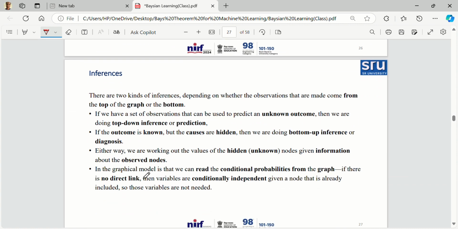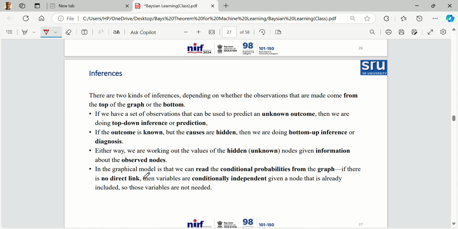Then what is inference? Inference is finding some conclusion using some rules. There are two kinds of inference, depending on whether the observations that are made come from the top of the graph or the bottom. It may come from the top or bottom, depending on the type of information.